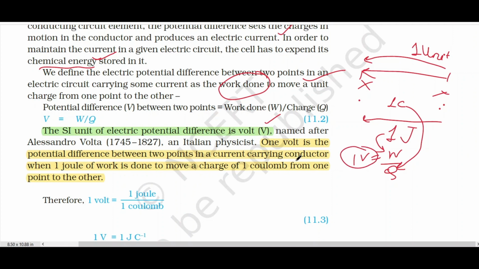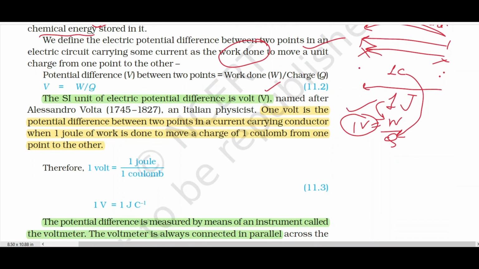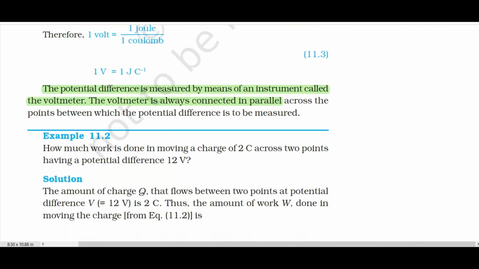So 1 volt of potential difference, how is it defined? The amount of work done, which is 1 joule, to move a unit charge, that is 1 coulomb, results in the potential difference of 1 volt. So this is explained here. Therefore, 1 volt is equal to 1 joule upon 1 coulomb, and 1 volt is equal to 1 joule per coulomb. The potential difference is measured by means of an instrument called voltmeter.